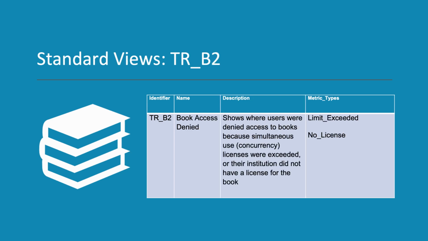TR-B2 is the standard view that shows book access denied. It shows where users were denied access to books because simultaneous use or concurrency licenses were exceeded, or an institution did not have a license for the book. This report uses 2 metric types: limit exceeded and no license.